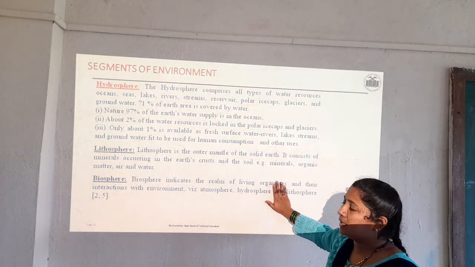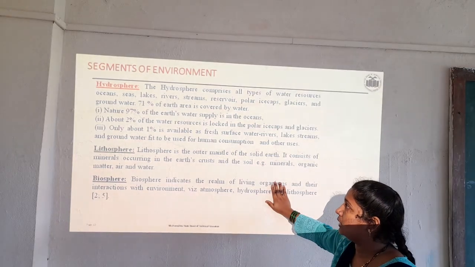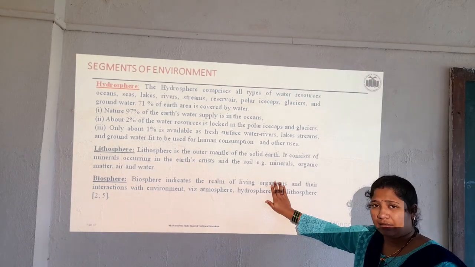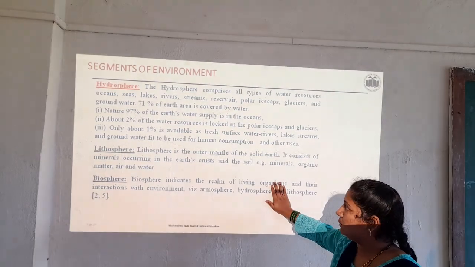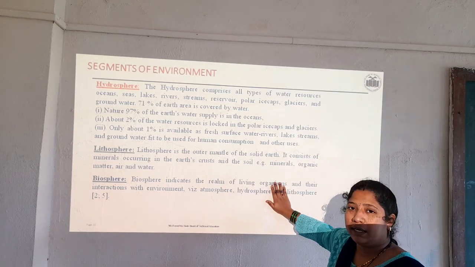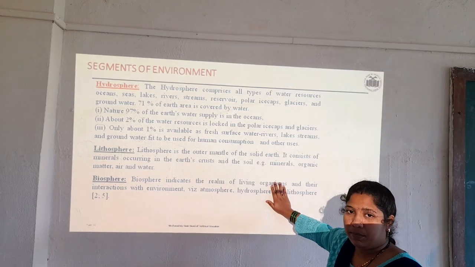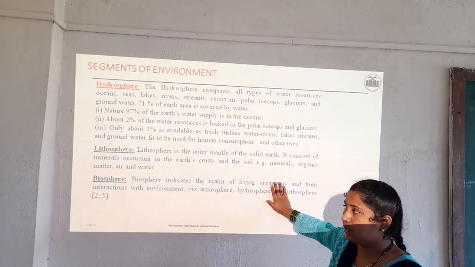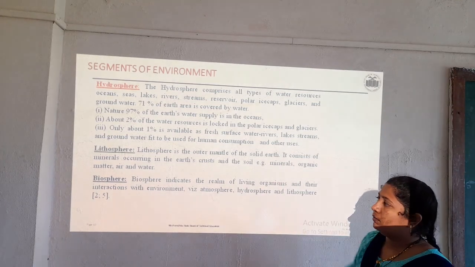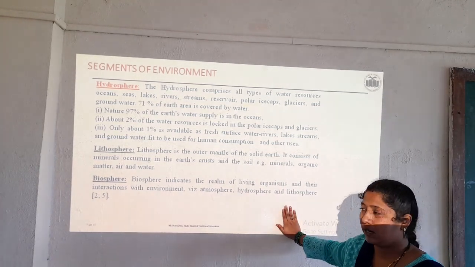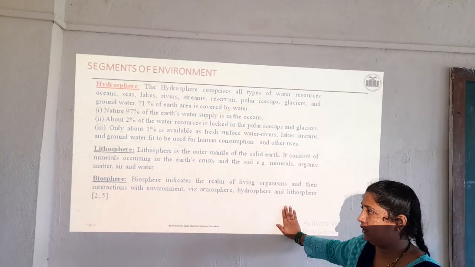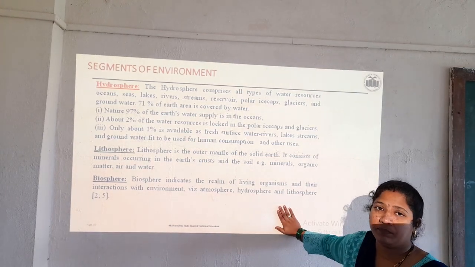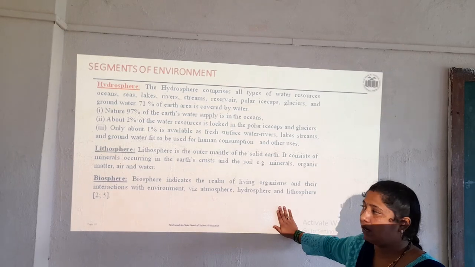Then next is the lithosphere. Lithosphere is the outer mantle of the solid earth. It means in the outer side of the earth we will get minerals, organic matter, air and water. Last one is the biosphere. Biosphere indicates the realm of living organisms and their interaction with the environment. So these are the segments of the environment: atmosphere, hydrosphere, lithosphere and biosphere.